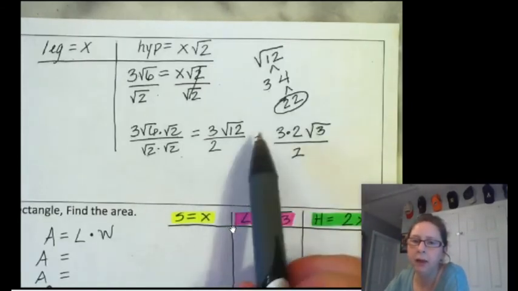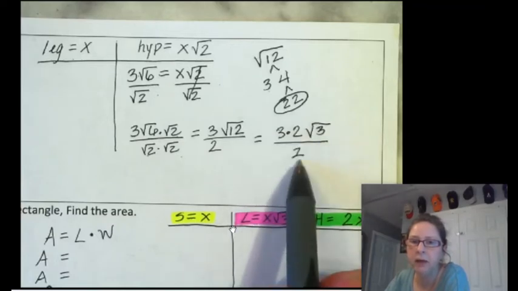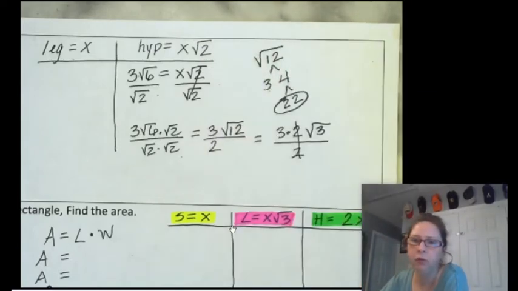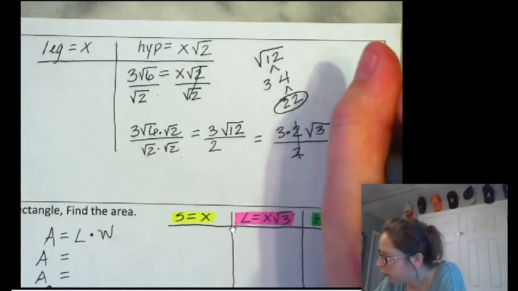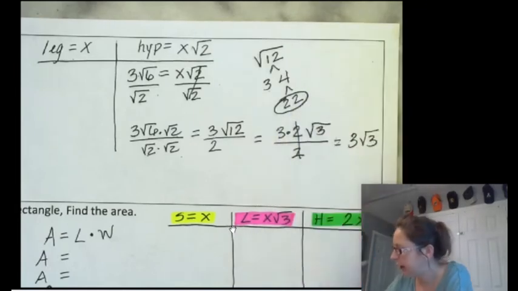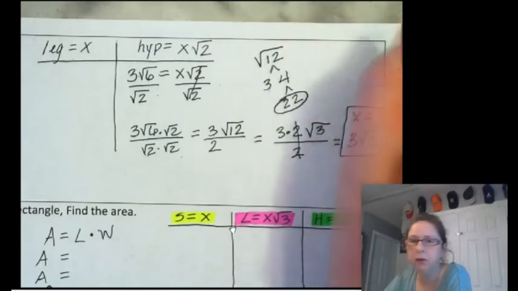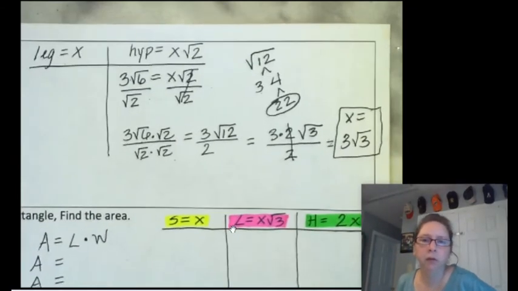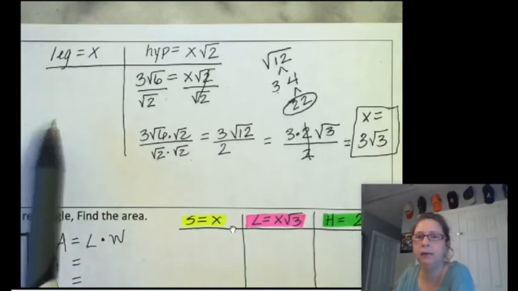Now you could multiply these together and say 3 times 2 is 6, and 6 divided by 2 is 3. Or you could just say 2 over 2 is 1, and I'm left with 3. Either way, 3 square roots of 3 is the value of x. And I had to do a little bit of work to figure that out, okay? And so my value of my leg is x.